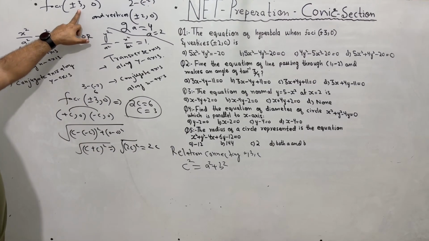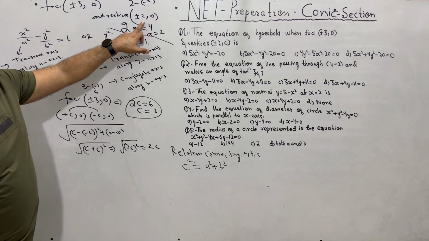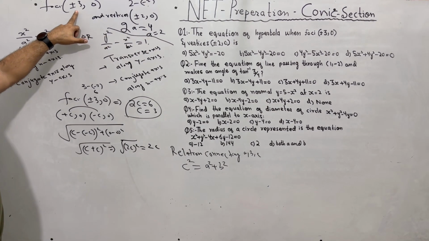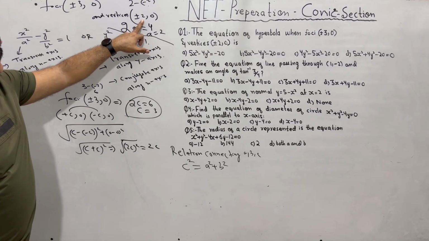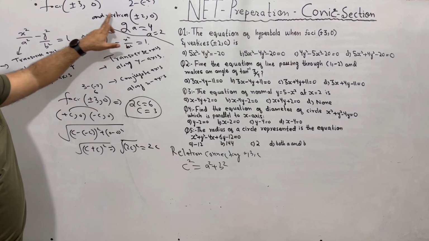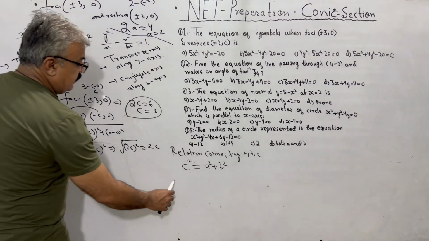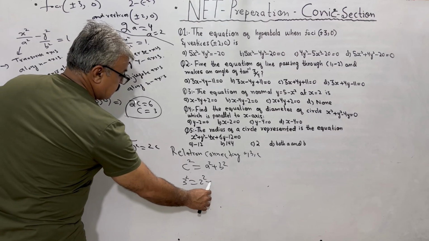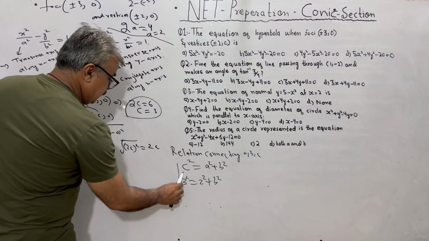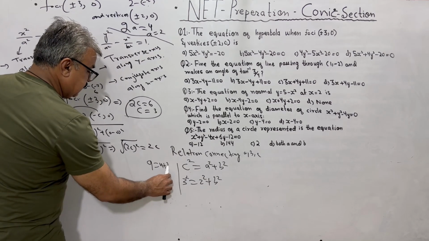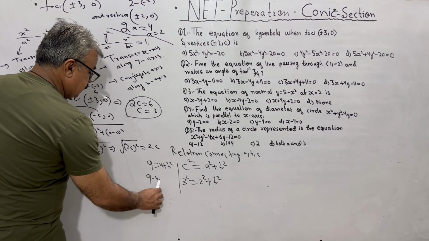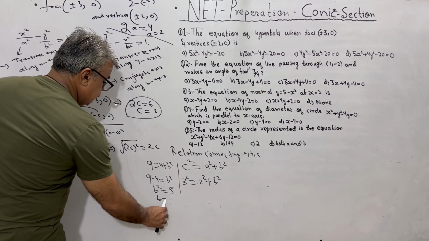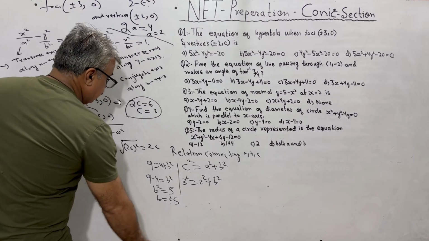We have c is equal to 3 from the foci, and from the vertices 2a is equal to 4, so a is equal to 2. We can easily obtain the value of b. Here c is 3 square, a is 2 square, plus b square. We have 9 is equal to 4 plus b square. Shifting 4 here, 9 minus 4 is equal to b square. So b square is equal to 5 and b is root 5.